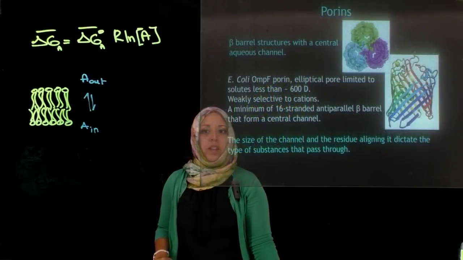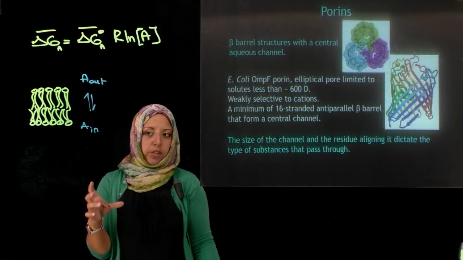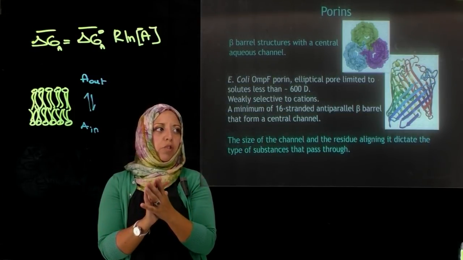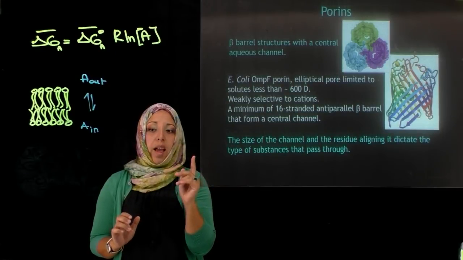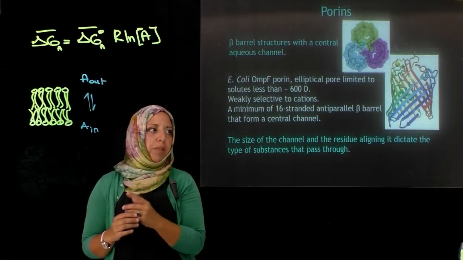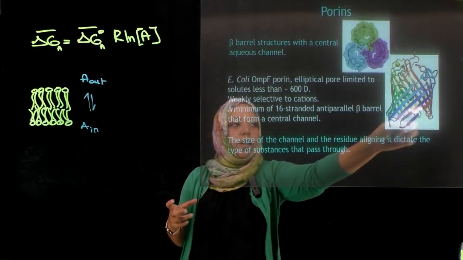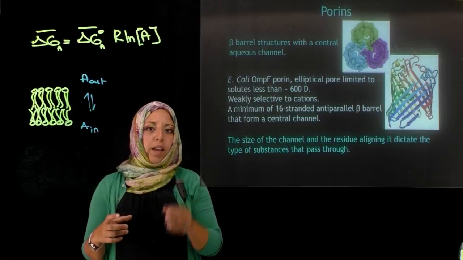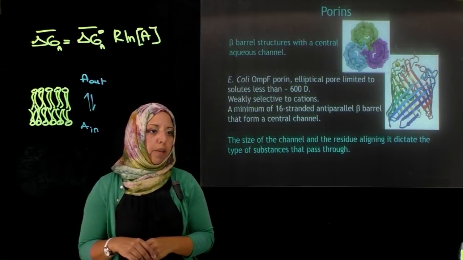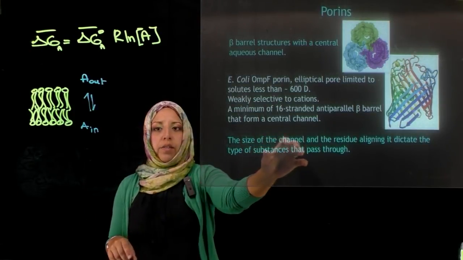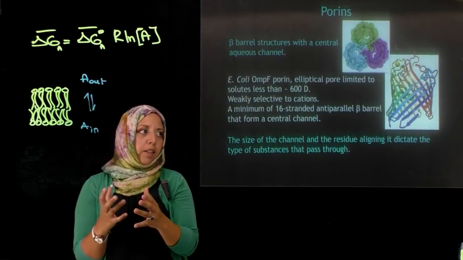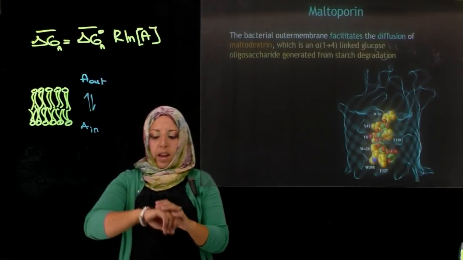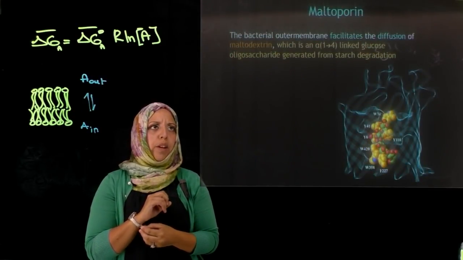Another example is porins, and we had talked about those in our previous chapter, which are beta barrel-like structures where you have a number of different anti-parallel beta sheets that are wrapped around, where at the end you have the N and the C terminals in close proximity, and you've formed this aqueous channel right in the center. The size of that channel and the lining of amino acids within it dictate what type of substances can pass through. And one example is maltoporin.